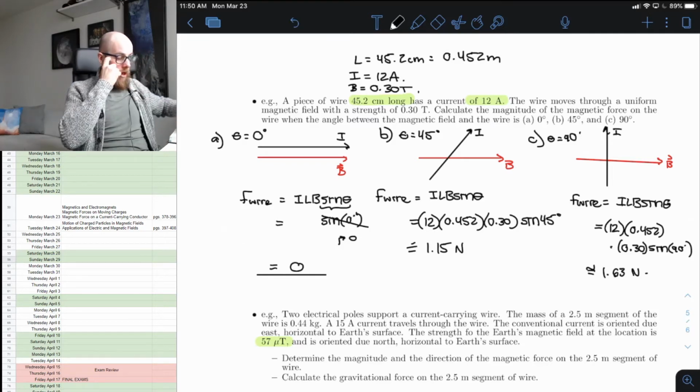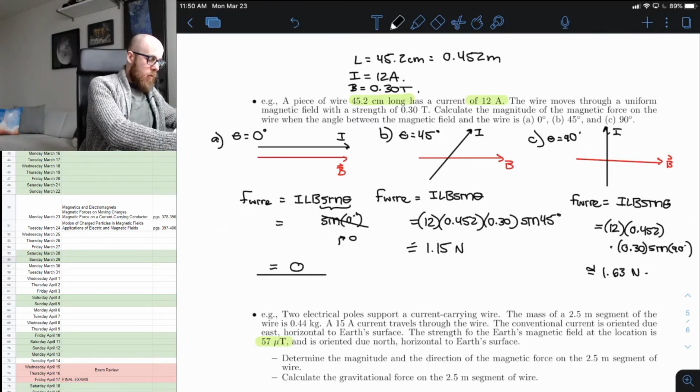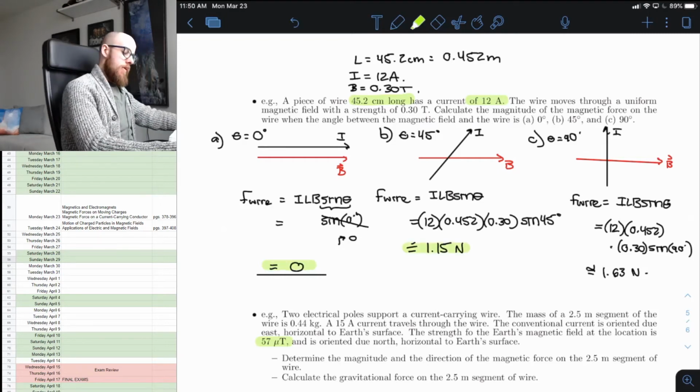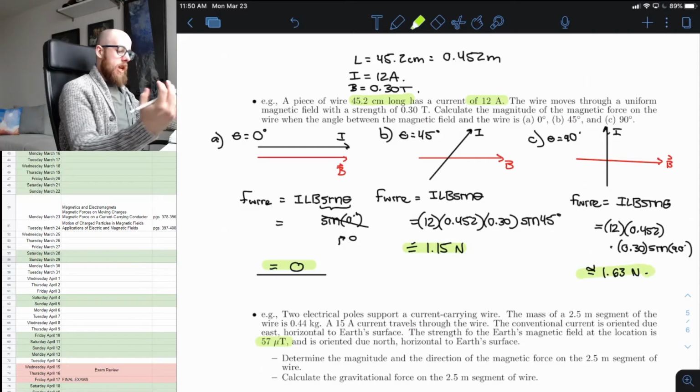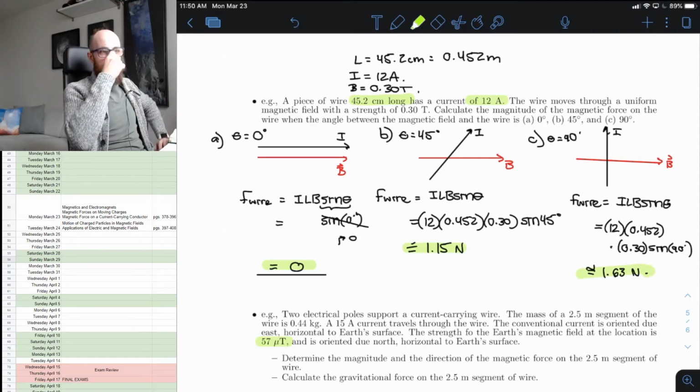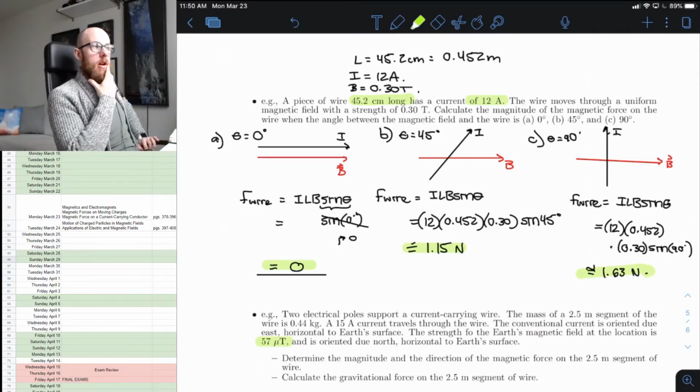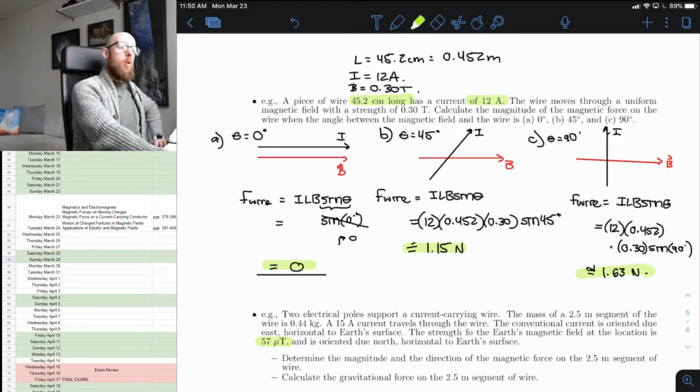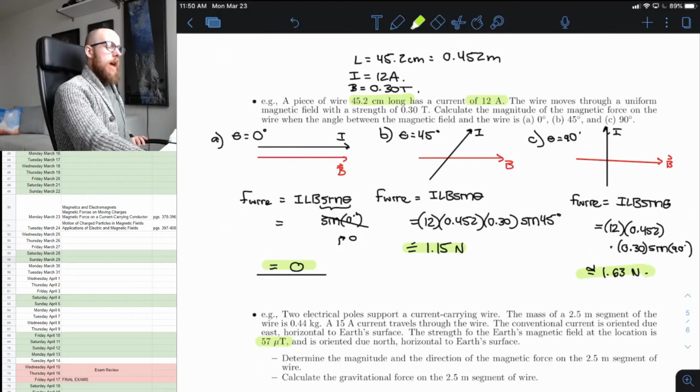Okay. So we can see that as the wire is pointed more perpendicular to the magnetic field, the force that's exerted on that wire increases. Okay. Any questions about that example?